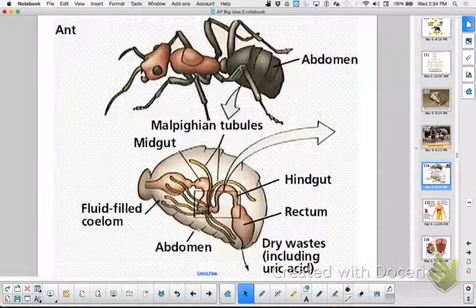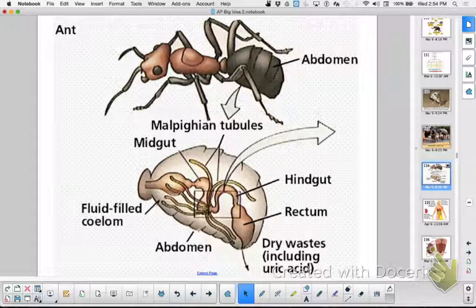Malpighian tubules and insects. And remember, insects have what kind of circulatory system? Open circulatory system. So their body fluids, they're not transporting oxygen in those. Do you remember how they get oxygen to their cells? Tracheal tubes, right?